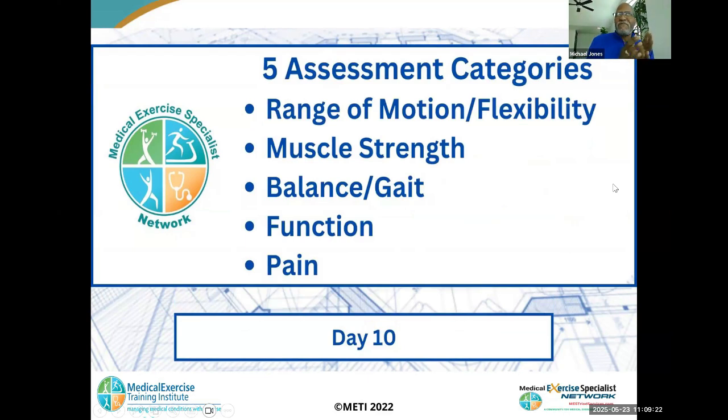Now, there are 5 assessment categories that are important for you to understand as a medical exercise professional. And when I say 5 assessment categories, I mean 5 assessment areas in the management of the medical exercise training client that become important. Obviously, first one, range of motion flexibility. Number 2, muscle strength. Number 3, gait and balance. Number 4, function. And number 5, pain.